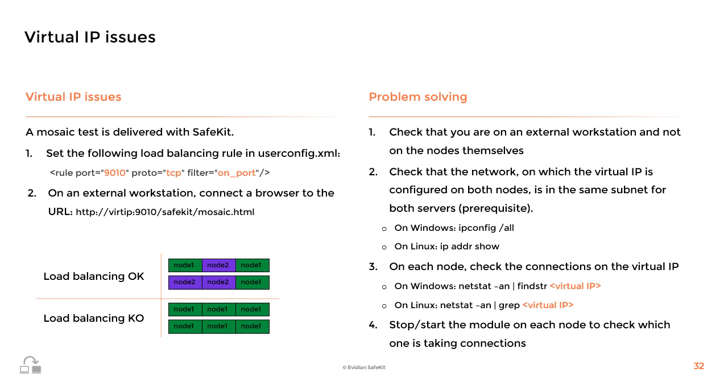Secondly, from an external workstation, be careful, not a local node of the cluster, connect a browser to the virtual IP using HTTP, port 9010, and the mosaic.html URL. In the form that follows, enter the name of the module to be tested.